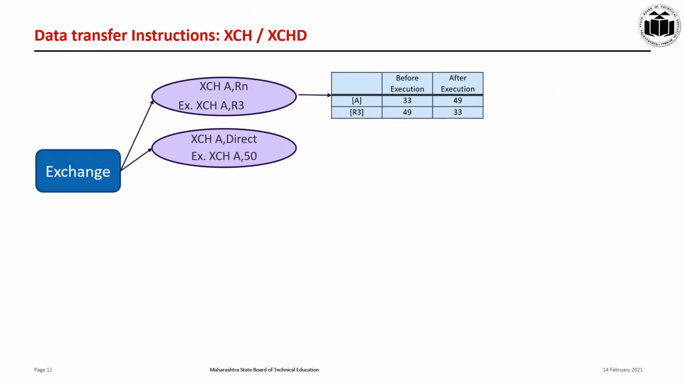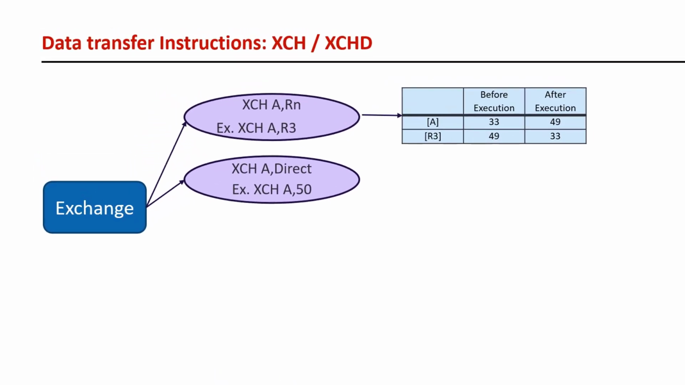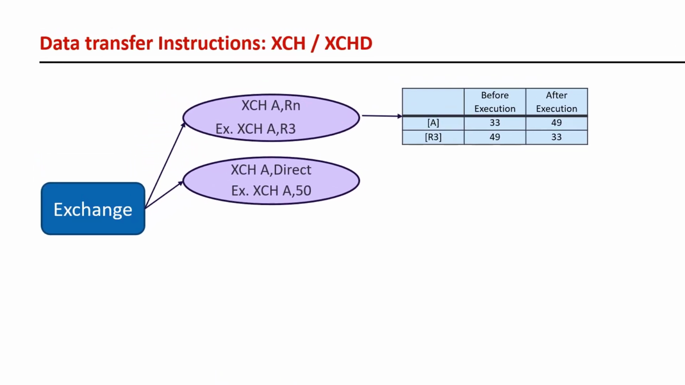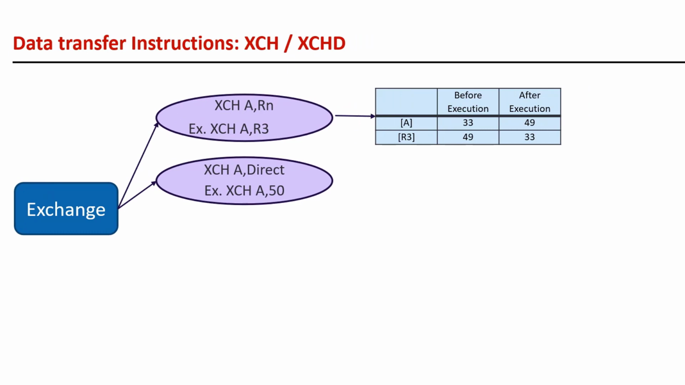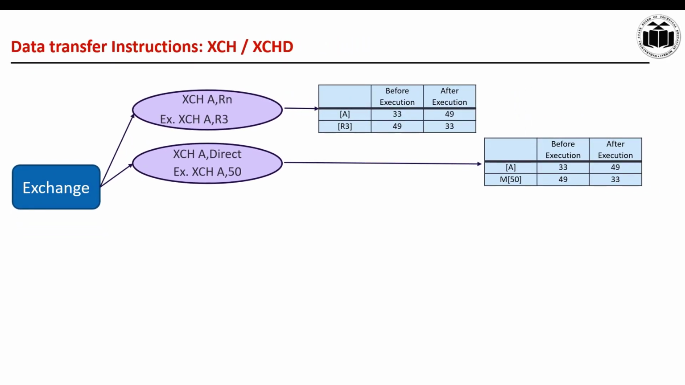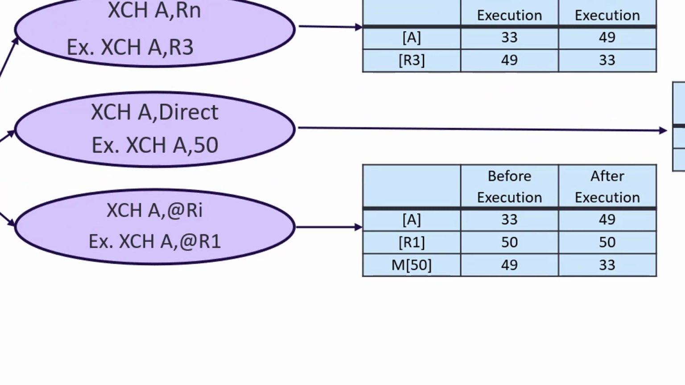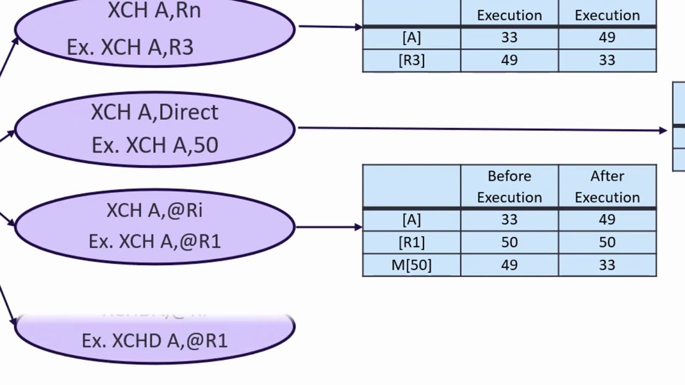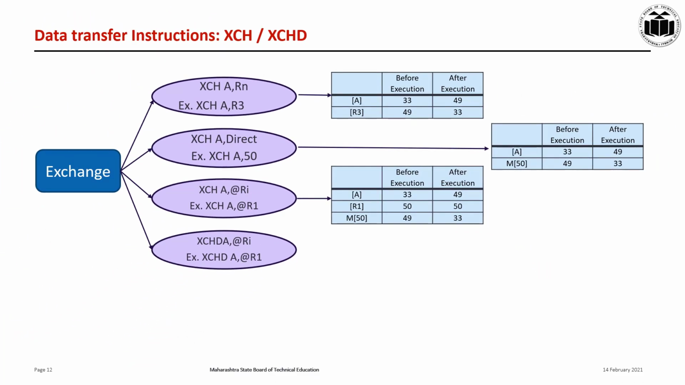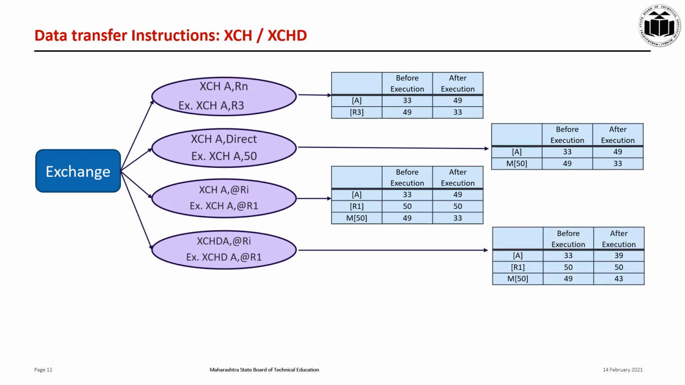XCH A, direct. This instruction exchanges the content of direct internal memory location given in the instruction with accumulator. XCH A, @Ri. This instruction exchanges the content of internal memory location pointed by register Ri with accumulator. XCHD A, @Ri. This instruction exchanges the lower order nibble of internal memory location pointed by Ri with accumulator.